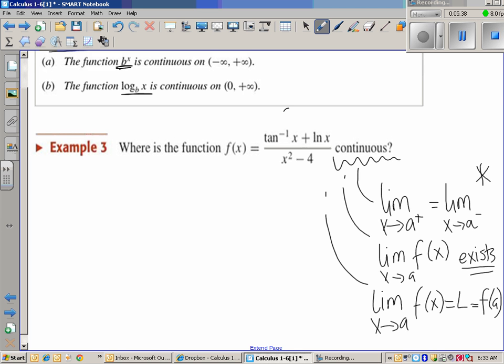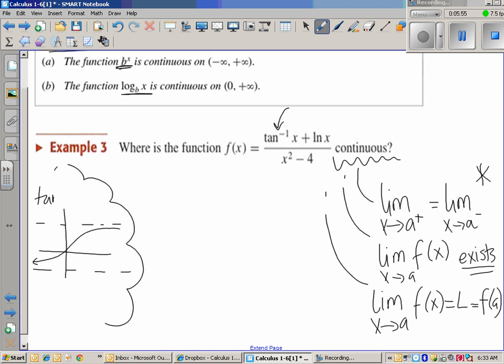The first thing we want to note, inverse tangent. If we don't remember what that one looks like, in our thinking bubble, inverse tangent is going to look like a sideways tangent curve, bottom and top out at pi over 2 and negative pi over 2. Okay, so that's what we want to be thinking. So, hey, guess what? Inverse tangent is continuous everywhere, so that's not going to pose a problem.